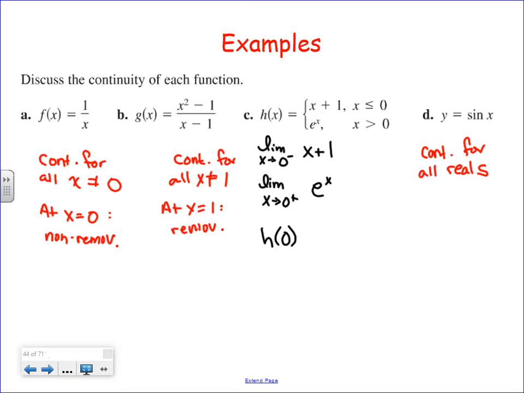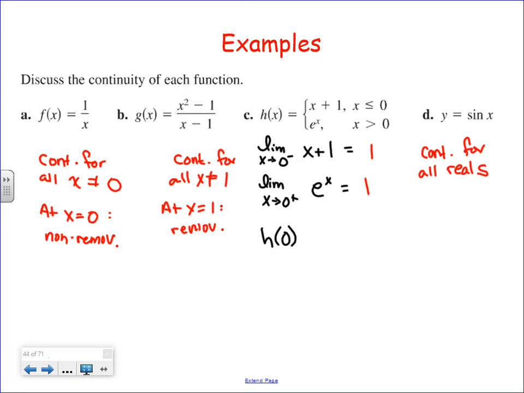Try to plug it in. So what do we get for the top one? 0 plus 1 is 1. What do we get for the next one? e to the 0, anything to the 0 is 1. So the limit as I come from the left equals the limit as I come from the right equals my last question, the function value. How do I figure him out?